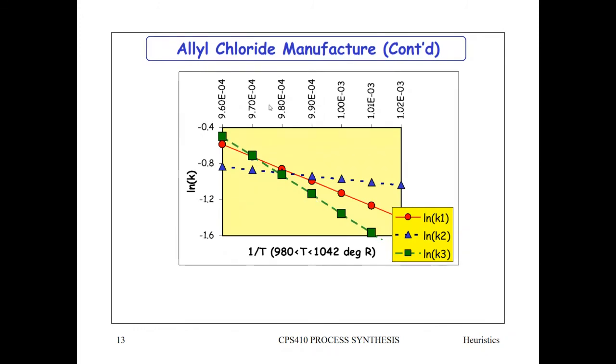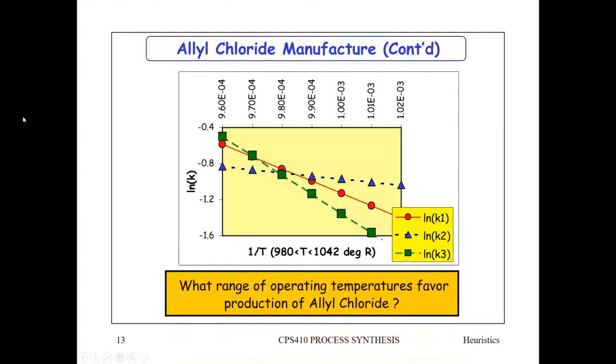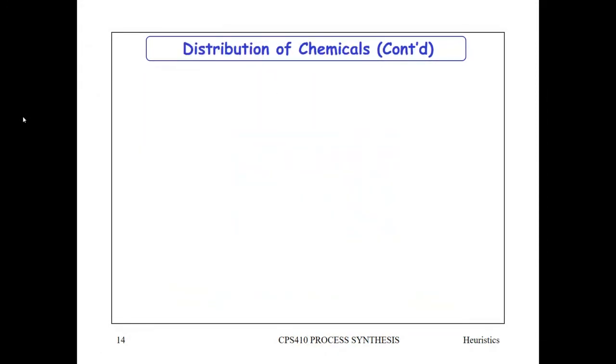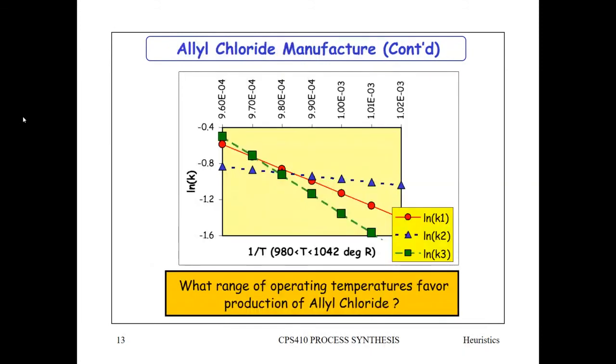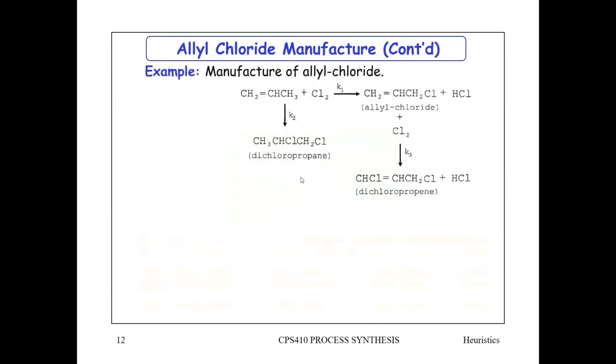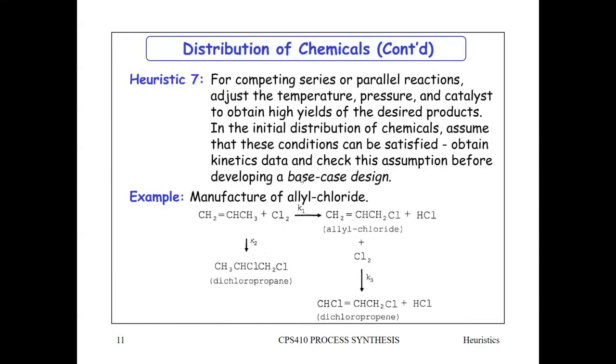And let's just see if we need to get the focus on the screen. What range of operating temperatures favor production of allyl chloride? And oh, that's the end of that. So essentially, when you do this, and I'm going back to the heuristic, I didn't see that in the actual, yeah, that's right, it's easier.